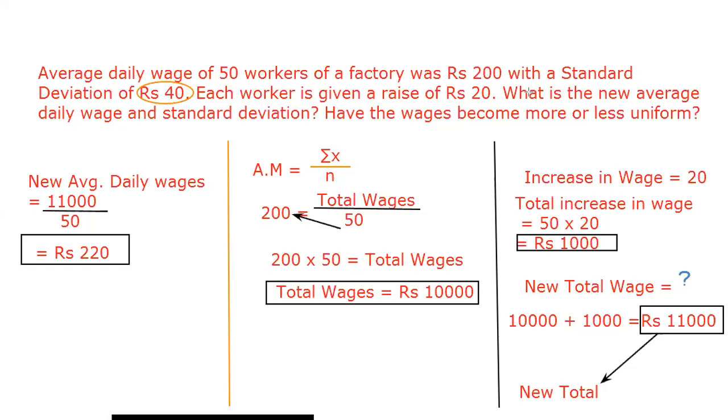So here they are given: the average daily wage of 50 workers of a factory was rupees 200, with a standard deviation of rupees 40. And each worker is given a rise of rupees 20. What is the new daily average and standard deviation? So when the standard deviation was 40, what was it that we actually need to find?